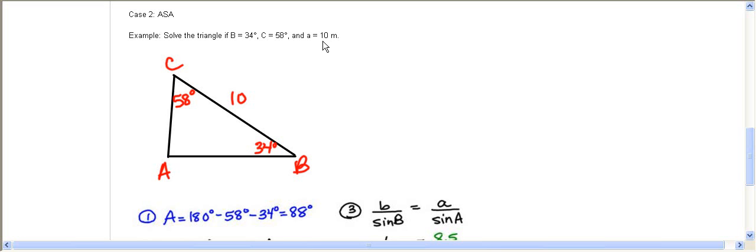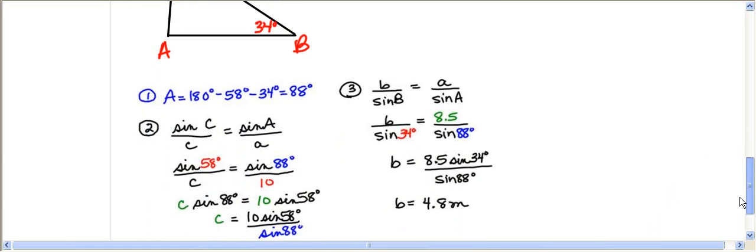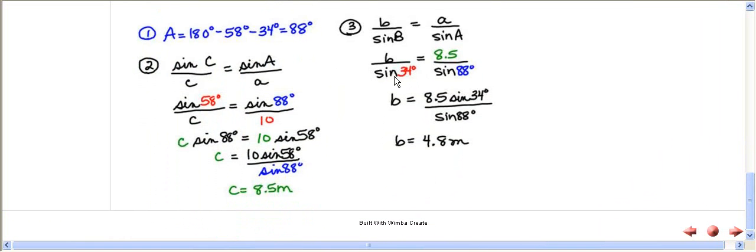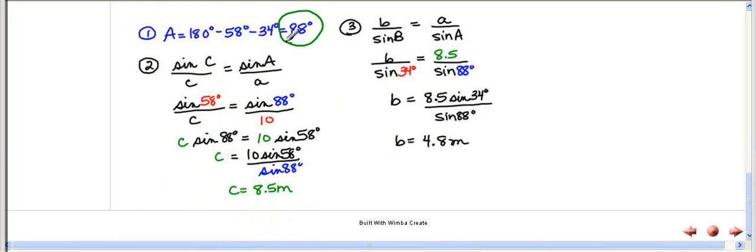So if we know two of the angles, we can find the third angle very easily, right? We just subtract the ones that we know from 180, and we find that we have A is equal to 88 degrees by doing that. Then we need to figure out the missing sides. So we can set up the ratio. We need to first find out what the value of C is, and then we also need to find the value of B. So we set up a ratio involving C and compare it to a ratio of the known values that we have. So sine C over C is going to be equivalent to sine A over A.